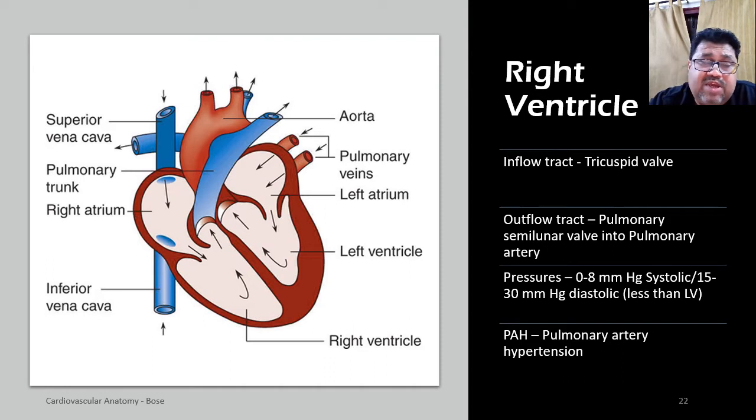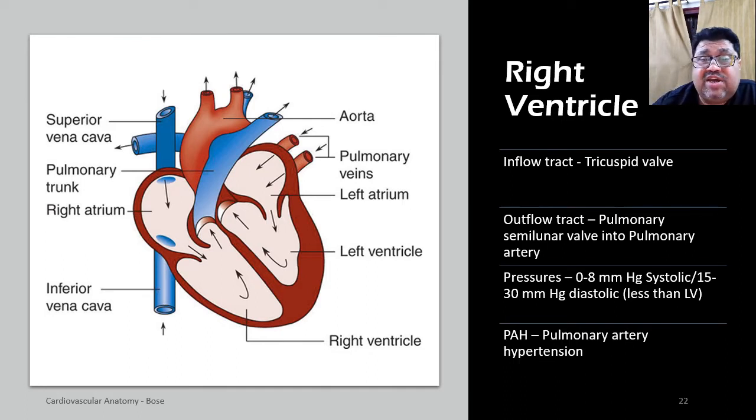So blood coming from the right atrium into the right ventricle is going to eject the blood into the pulmonary artery. The pulmonary artery is what carries the blood from the heart to the lungs for oxygenation and getting rid of carbon dioxide.